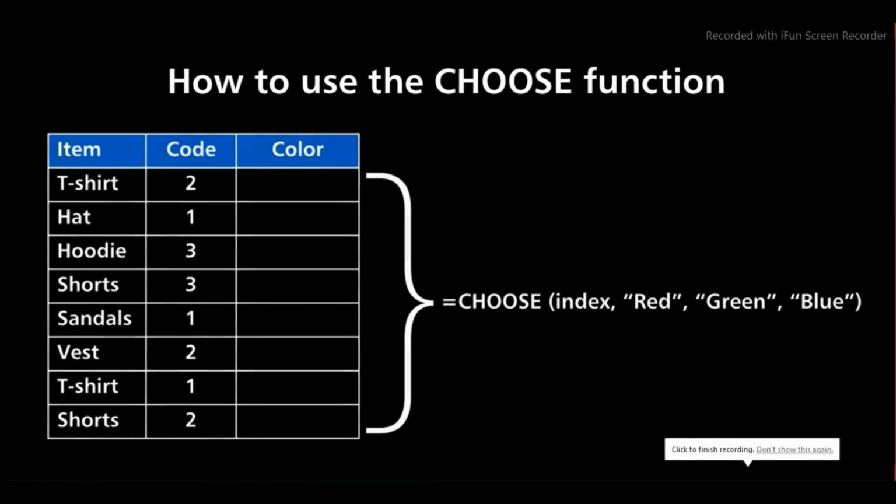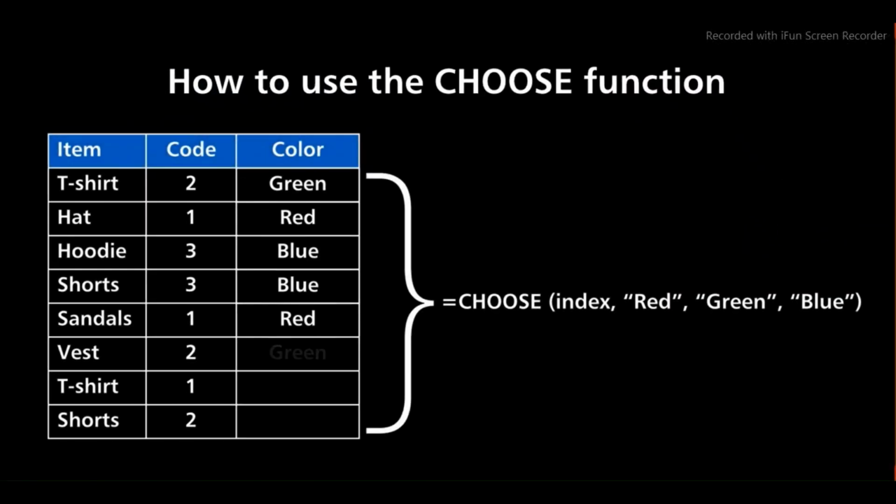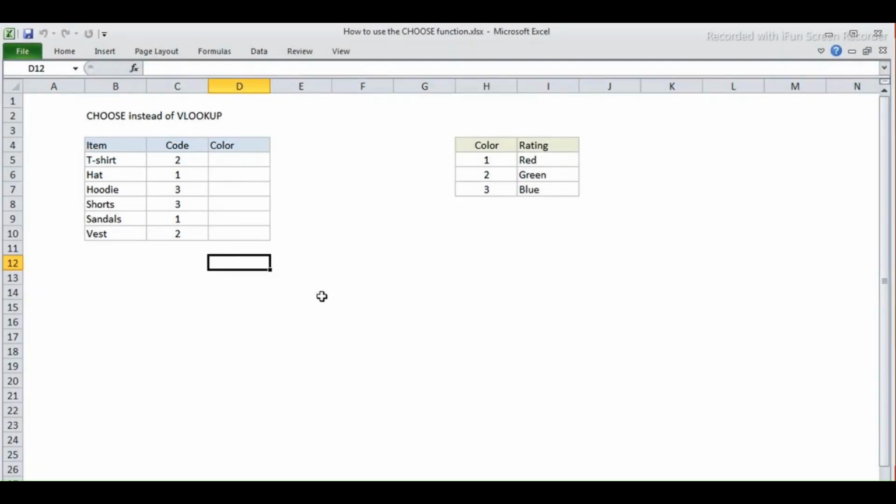In this video, we'll look at how you can use the choose function. Let's look at 3 examples. In this first example, we have some items listed with a numeric color code. We want to bring these names into column D.